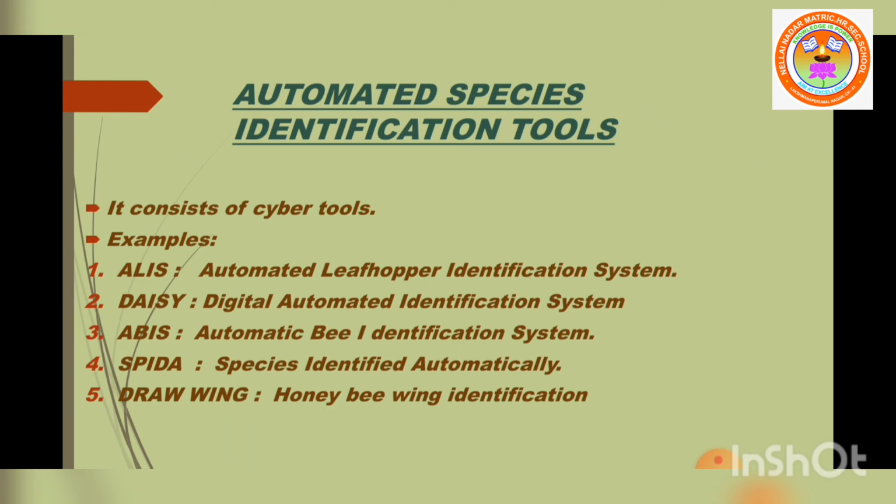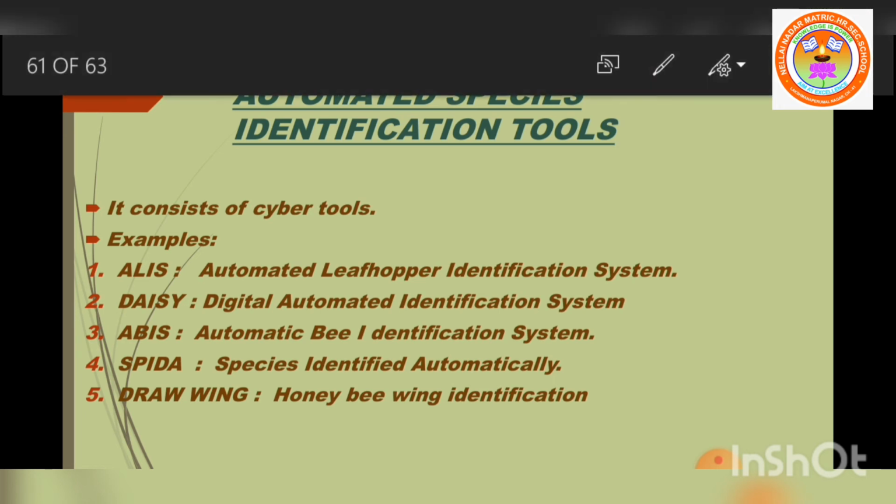Next, ABIS, Automatic Bee Identification System. Then SPIDA, Species Identified Automatically, spiders, wasp and bee wing characters. DrawWing, honeybee wing identification. So these are all the automated species identification tools.